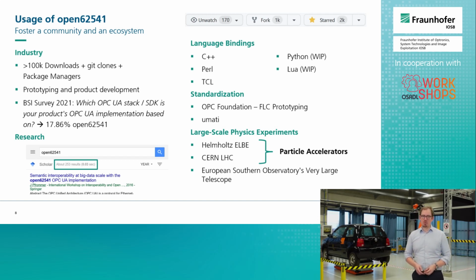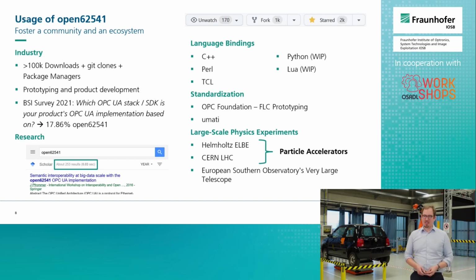And if you look at Google Scholar, some days ago we were at over 250 papers that were using, or at least mentioning, open62541. So also a lot of prototyping and proofs of concept in the automation world are making good use of open62541. We have language bindings, a couple of them sitting on top of our core library.